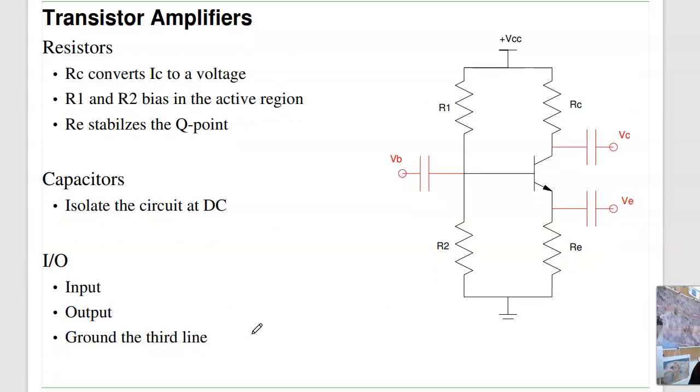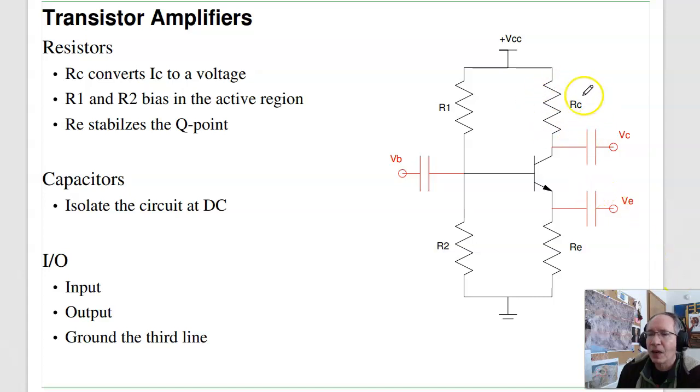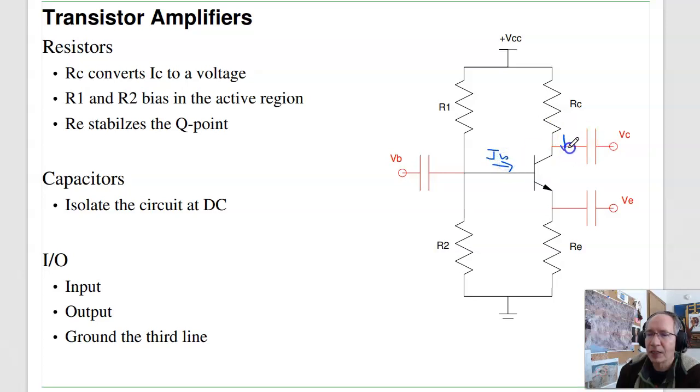So the generic transistor amplifier looks like this. What I've got is a transistor, of course, plus I have RC. What RC does is that is a current-controlled voltage source, or converts current to voltage. So here's your base current, IB, that gets amplified, creating IC. To convert current to voltage, I use a resistor.